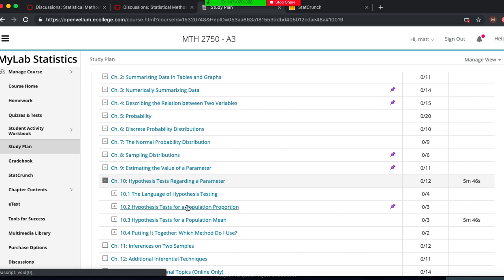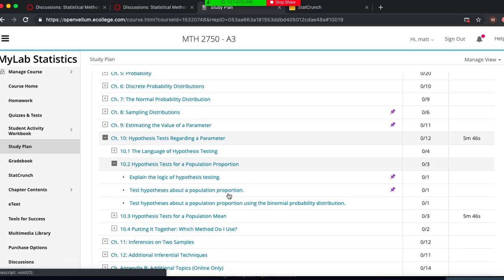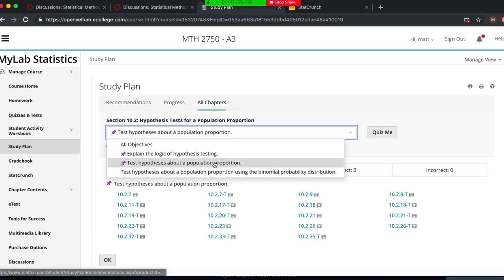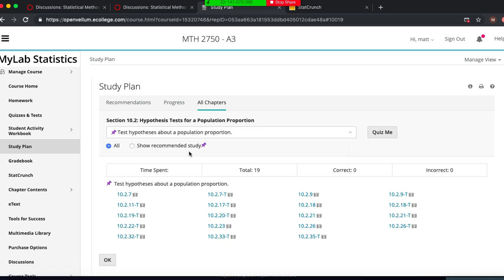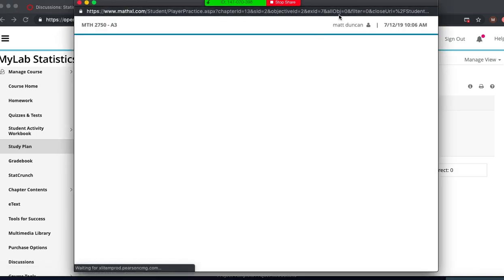So I'll do a population proportion, right? You can click on that. And then here are a couple of different things. And this is the one that we really want to focus in on, test hypotheses about a population proportion. And there's a drop down here, and you can switch between the things that were just available. But I'm going to stick on this one, and it leaves these questions here. So all of these are about testing a population proportion. So I'm just going to click on one of them and see what it says.